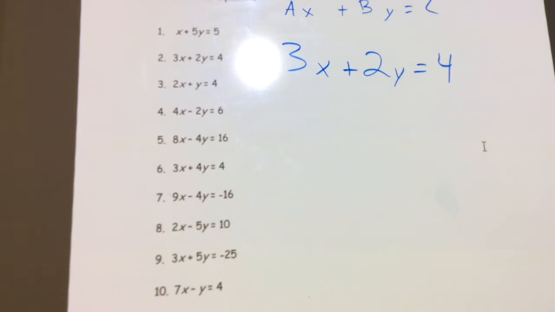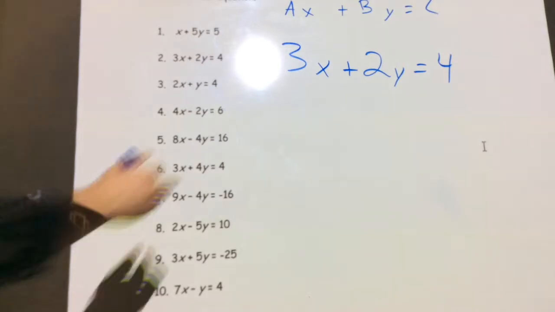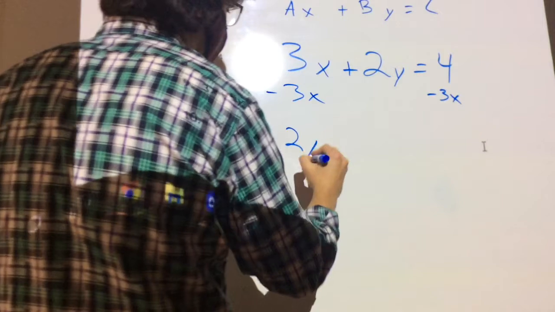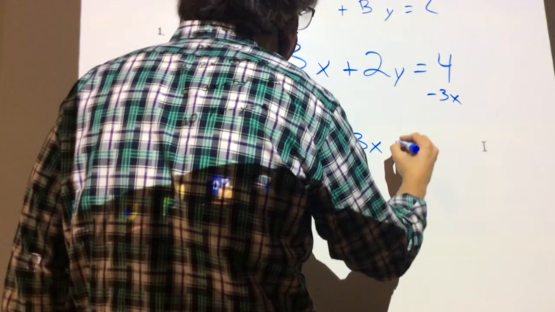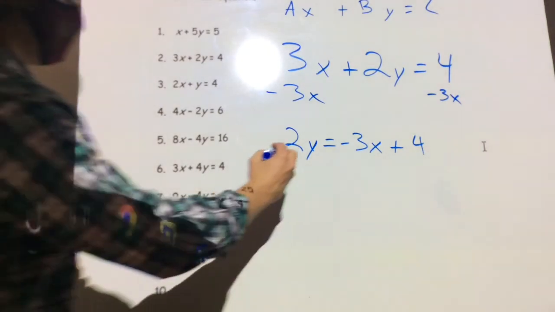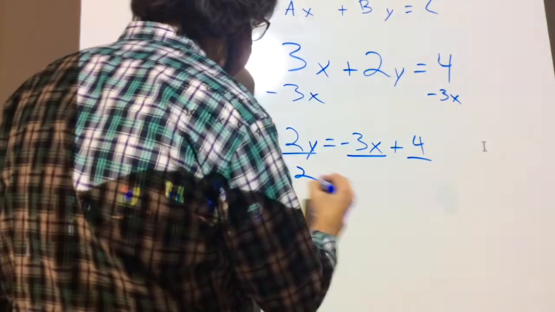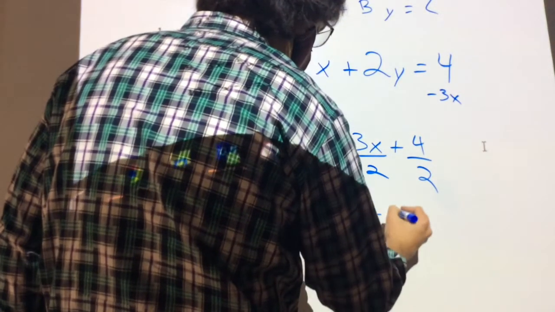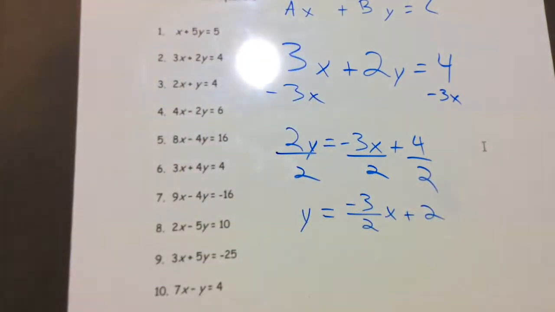Okay. Can I convert this standard form to slope-intercept form? What do I do first? Luke, what do I do first? Subtract the 3x. Good. Subtract 3x. So 2y equals negative 3x plus 4. Okay. What do I do next? Divide everything by 2. So 2, 2, 2. Y equals negative 3 over 2x plus 2.